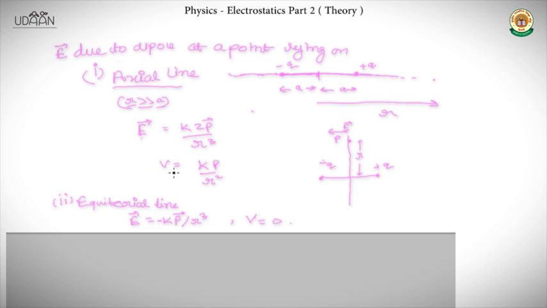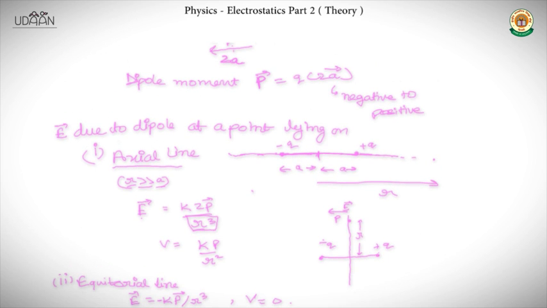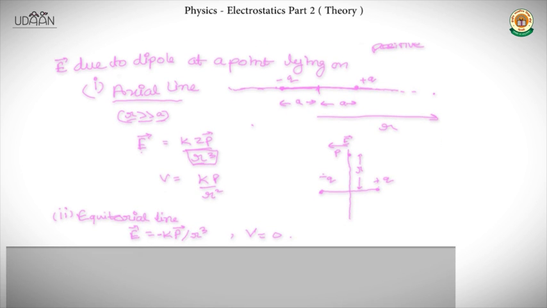And V is equal to kp by r square. And remember that for a dipole, E bar is inversely proportional to r cube, because p itself already has one length, vector a. And V is equal to kp by r square.